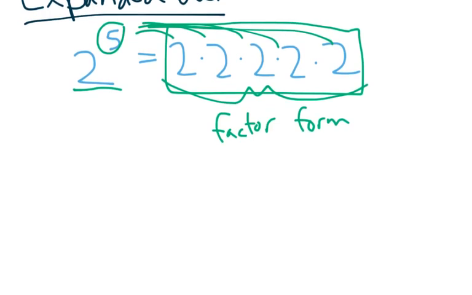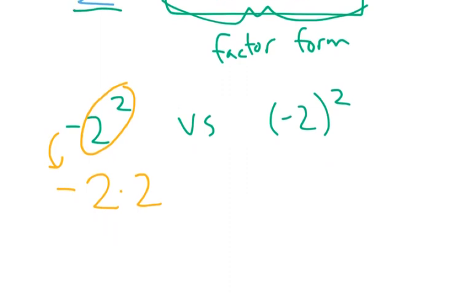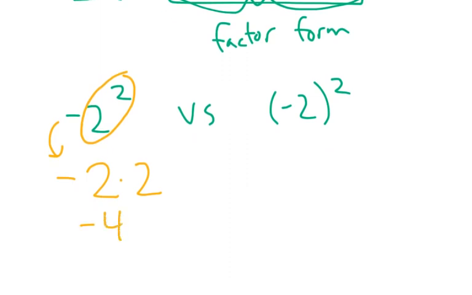But before we do that, just one more thing I want to point out. This is huge. There's a big difference between something like -2 squared versus, in parentheses, (-2) squared. In -2 squared here on the left, only the 2 is being squared. So this negative sign doesn't get to come along for the power party, if you will, or the exponent party. It's 2 times 2, and then the negative sign is tagging along. And so the answer for this one is going to be -4.